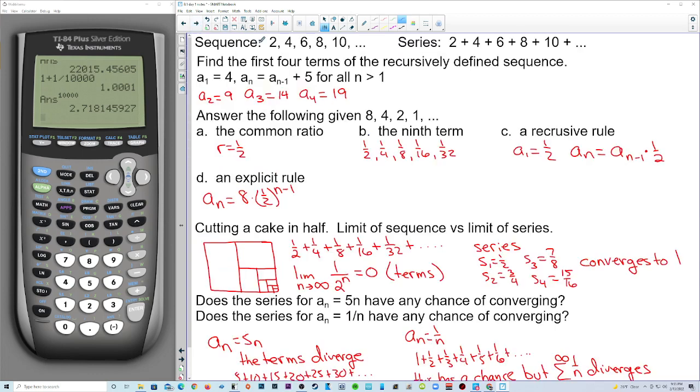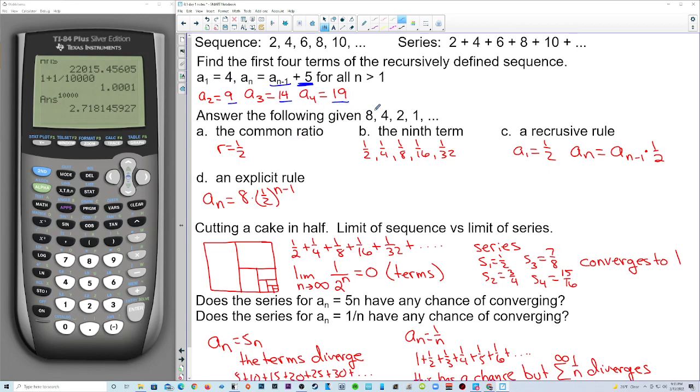If we have the sequence 2, 4, 6, 8, 10, the series is 2 plus 4 plus 6 plus 8 plus 10. So find the first 4 terms of the recursively defined sequence: 4, 9, 14, and 19, because it's saying take the previous value and add 5. So we add 5 to 4, that's 9, add another 5, add another 5. There's the first 4 terms.